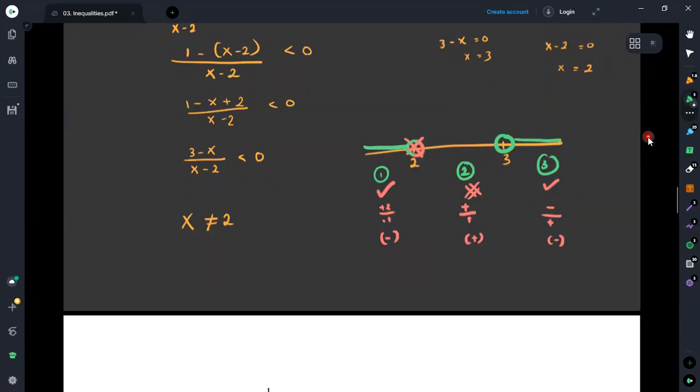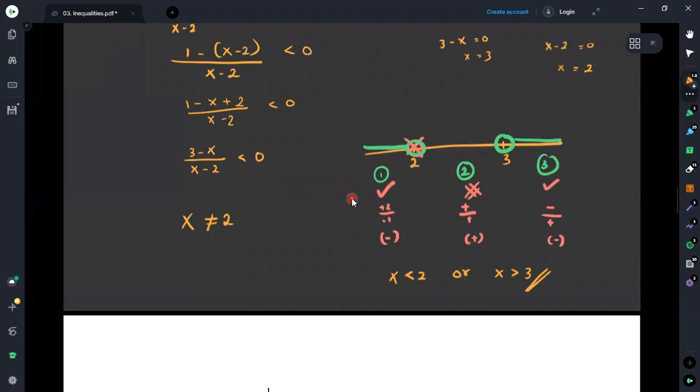Now if you find the regions which satisfy this inequality, it is x greater than 3 and x less than 2. Here we cannot take the value of 2. Therefore, the possible values are x less than 2, or x greater than 3. These two would be the possible regions which satisfy this inequality.